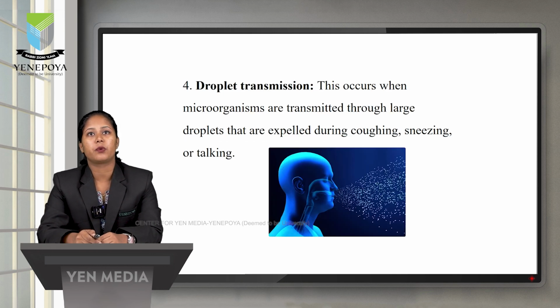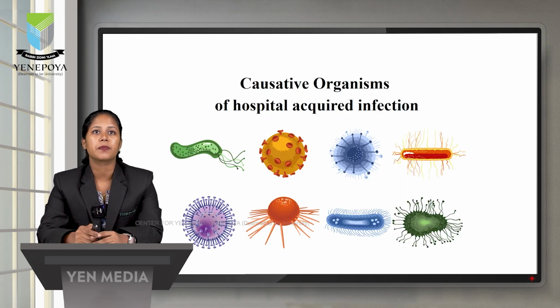Fourth one is droplet transmission. This occurs when the microorganisms are transmitted through the large droplets that are expelled during coughing, sneezing or talking. When an infected person is coughing or sneezing without covering his mouth, there are chances of spread of infection from the infected person to the host person. So these four are the modes of transmission for hospital acquired infection.